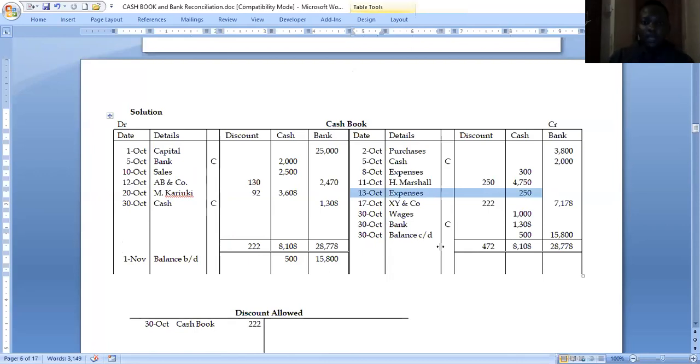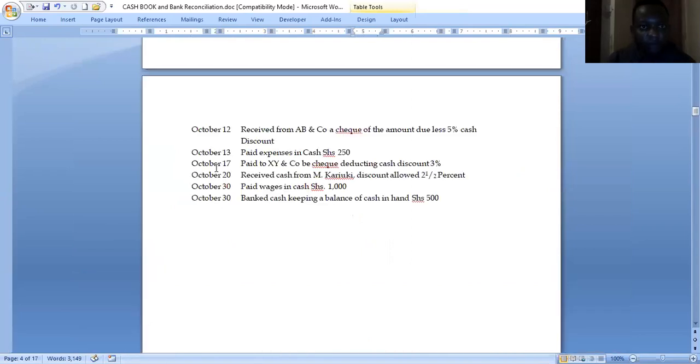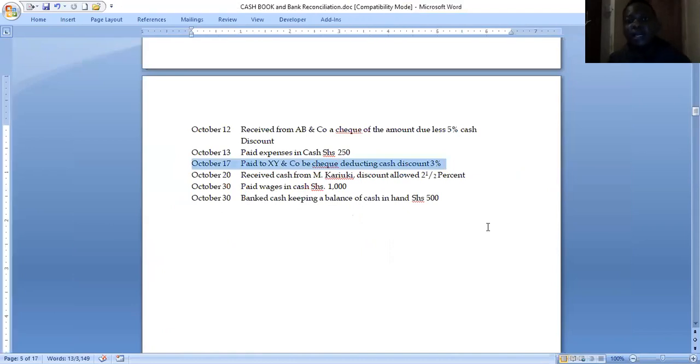Then we move on to our next transaction. October 17th, pay to XY and company by check, deducting discount 3%. So in this case, the accounts are XY and company, bank account, and discount. So what type of discount is this? So we are paying to XY and company, who is our supplier, our creditor. So the liability will be decreasing. So therefore, we're supposed to debit XY and company, and then our bank account is decreasing because of the amount we are going to pay.